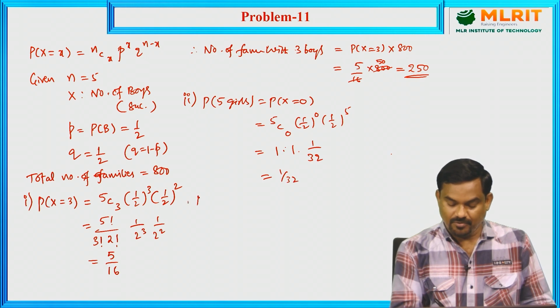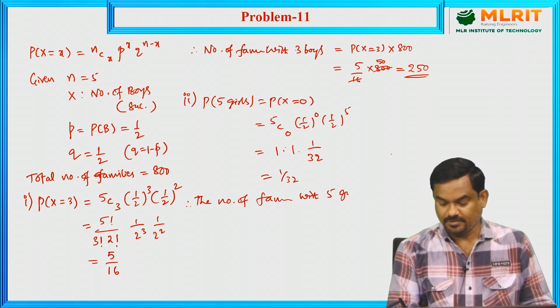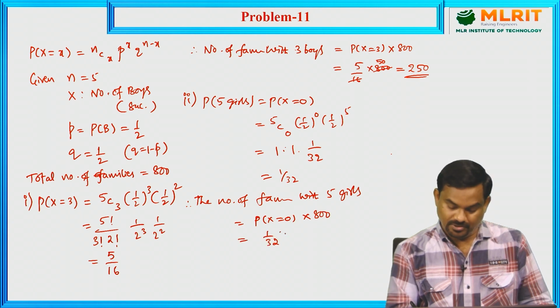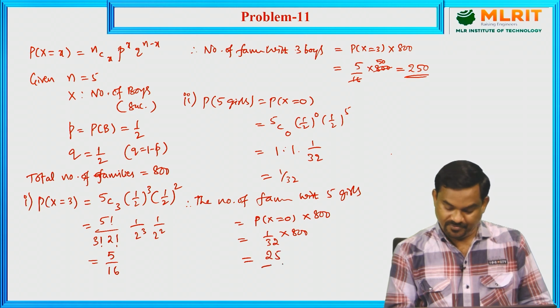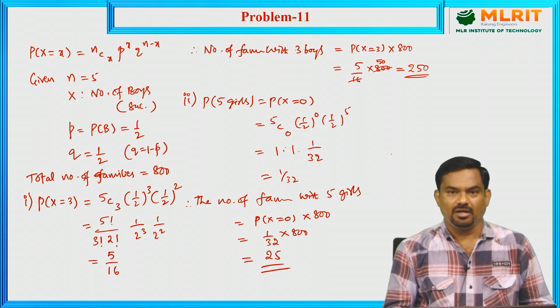And therefore the number of families with 5 girls is given by probability of x equal to 0 multiplied by 800. So 1 by 32 into 800, which results as 25. In 25 families there is no single boy. All the children are girls.